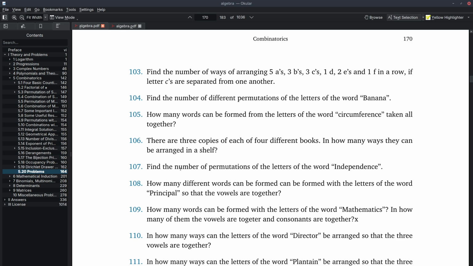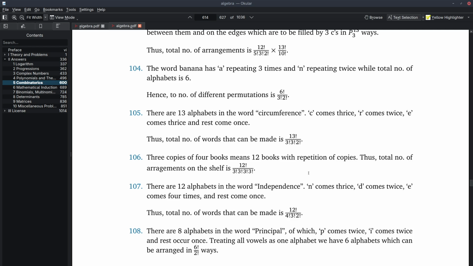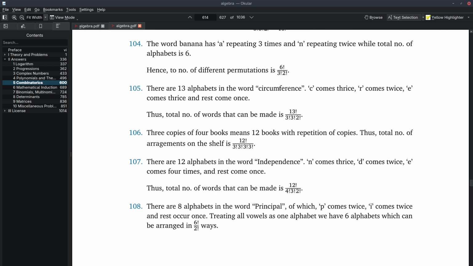Question 107 says that, so these are all formula based questions. Find the number of permutations of the letters of the word independence. In the word independence, we have N 3 times, D twice, E comes 4 times, and the rest come once. So the total number of words that can be made is 12 factorial over 4 factorial multiplied by 3 factorial multiplied by 2 factorial.